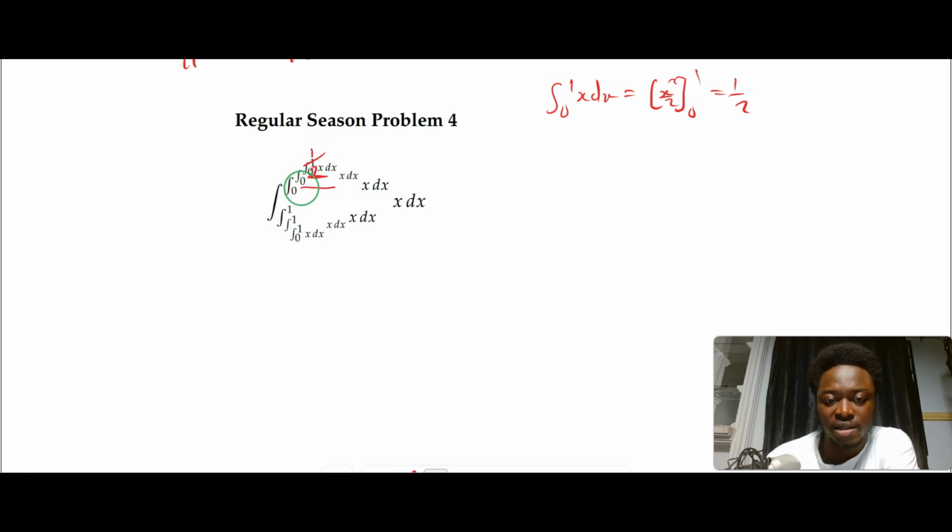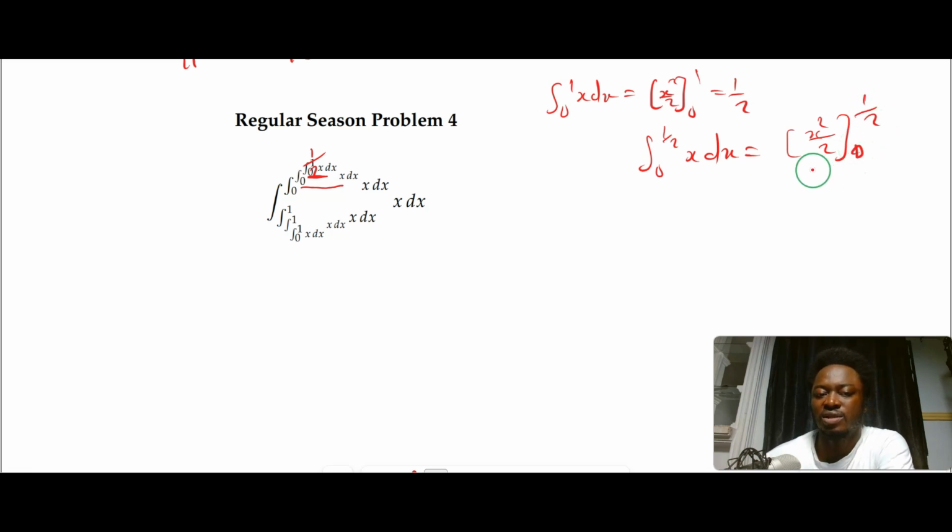So in this case here is 1 over 2. You have to now deal with this one, which is the integral from 0 to 1 over 2 of x dx, which is x squared over 2 from 0 to 1 over 2. Which is going to be 1 over 4 times 2, it's 1 over 8. So this is 1 over 8.